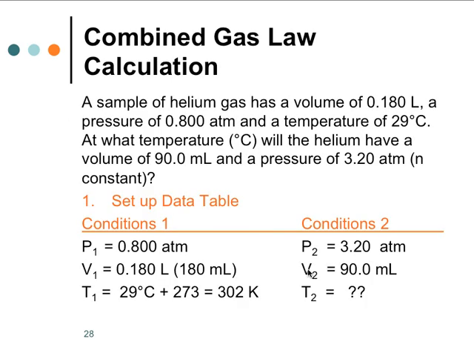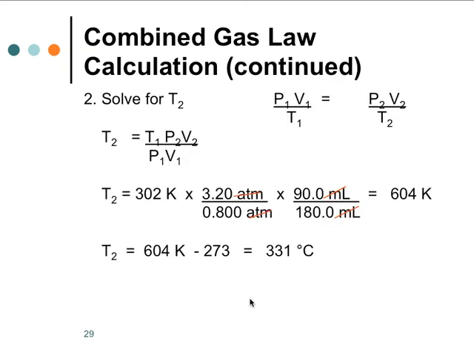In working problems like this, again, set up your condition 1, set up your condition 2. Fill in what you know for the variables, making sure that you adjust the temperature into Kelvin, and then solve the combined gas law for the unknown variable, and put the numbers in the calculator. Okay, so looking at that, we would solve the combined gas law: T2 is equal to T1 times P2 times V2 divided by P1 times V1.